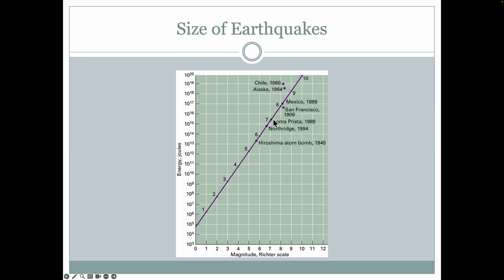So here are some earthquakes from California, Loma Prieta and Northridge, the San Francisco earthquake. Mexico City had a big earthquake in 1986. And some of these earthquakes do release more energy than a straight linear line. But in general, the amount of energy released relates to a straight line on a logarithmic scale when we compare the Richter magnitude to the energy that's released by the earthquake.